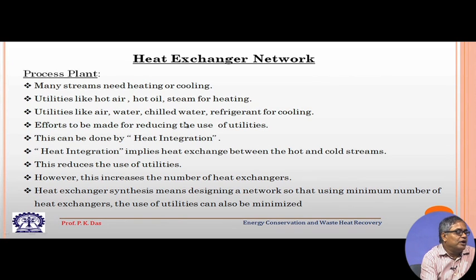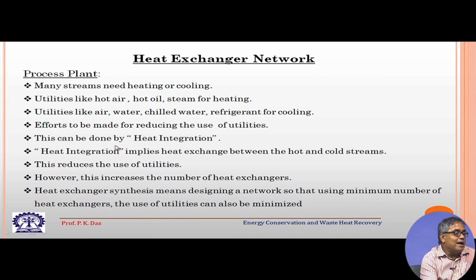Efforts are to be made for reducing the use of utilities, because utilities mean running cost, and utilities also mean capital cost. If I have to have a lot of chilled water, then along with the process plant I have to also have some sort of a chilling plant from where I can get the perennial supply of chilled water. And obviously, the plant size will also increase. So efforts are made for reducing the use of utilities.